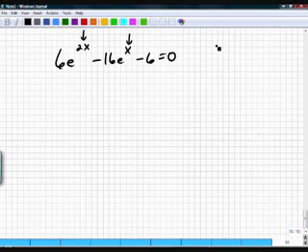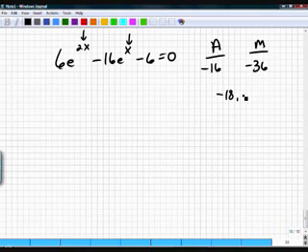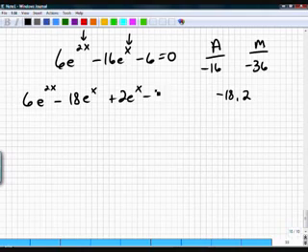So watch very closely. We ask what adds to give us negative 16, and what multiplies to give us negative 36. Negative 18 and 2. What do we use negative 18 and 2 to do? You split it. 6e to the 2x minus 18e to the x plus 2e to the x minus 6 equals 0.